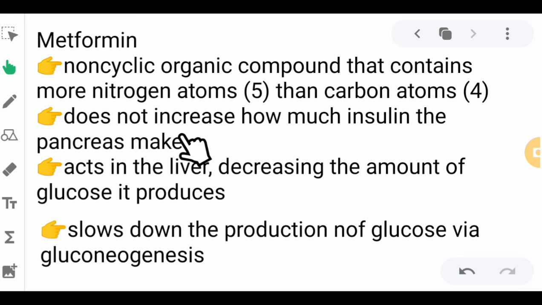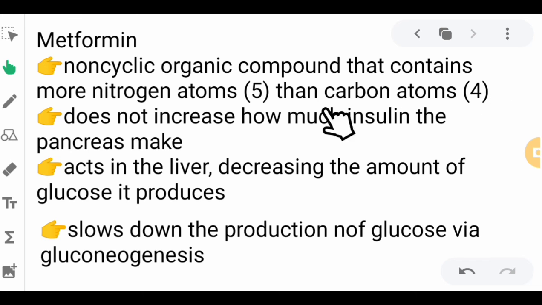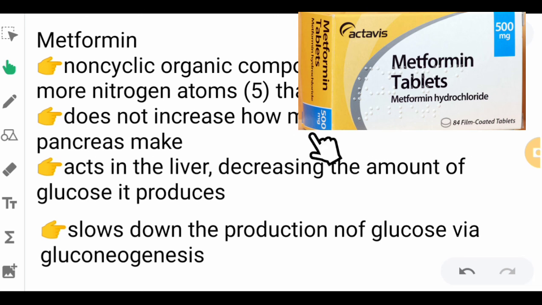Most people with diabetes take oral medication rather than insulin injection. The most commonly taken is metformin. This is a non-cyclic organic compound that contains more nitrogen atoms, 5, than carbon atoms, which is only 4. It does not increase how much insulin the pancreas makes. Rather, it acts in the liver, decreasing the amount of glucose it produces.